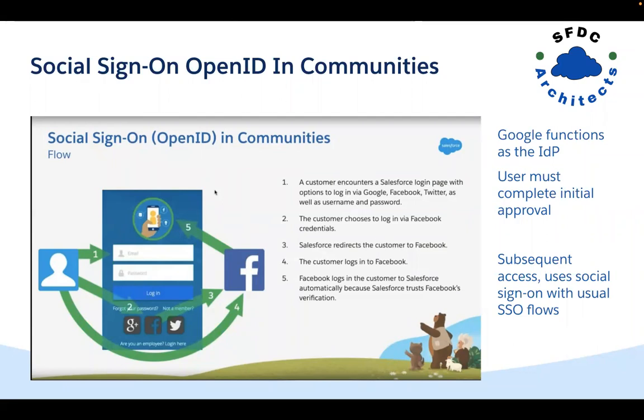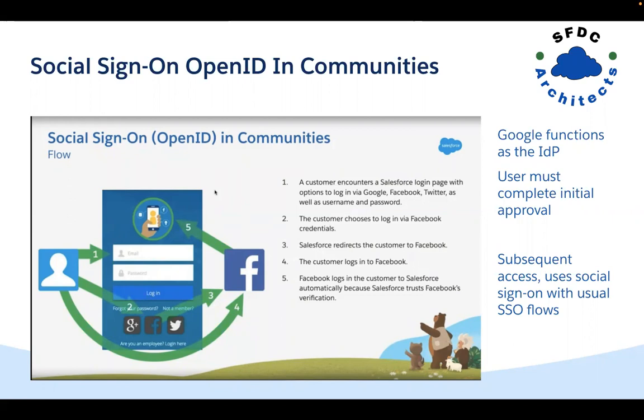And so in this scenario, Google or that social entity is really the IDP, right? They're the ones that are controlling whether they have access or not. The user, the very first time they use this method, is going to get a message saying, are you going to allow Salesforce access to your information? And they list what it is that you're getting access to.